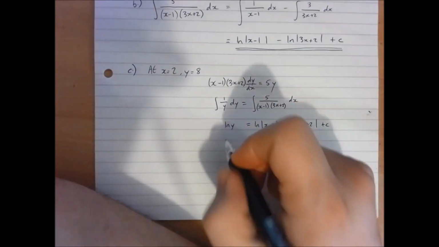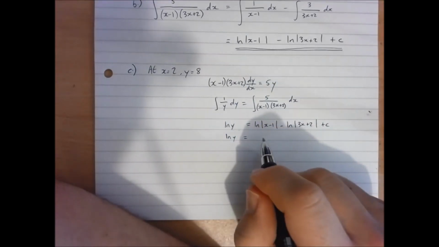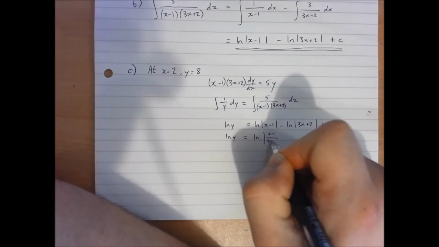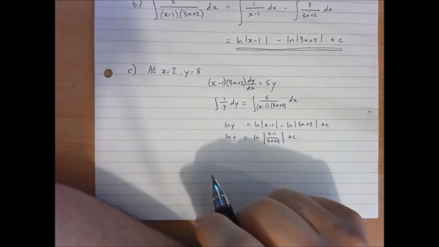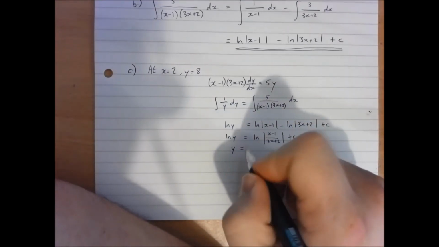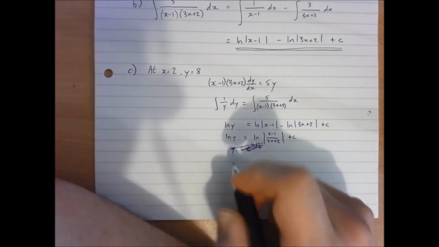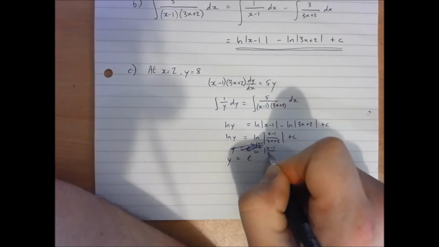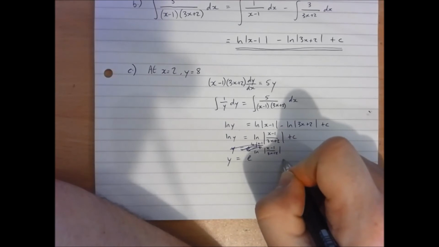Now I'm going to want to simplify this expression the best I can. If I can combine my two logs on the right hand side into a single logarithm, I can get log of (x minus 1) over (3x plus 2) plus c. I can raise both sides to be the power of e, and that will get rid of my logs on both sides. y equals e to the log of (x minus 1) over (3x plus 2) plus c, which I can separate with indices rules to get times e to the power of c.